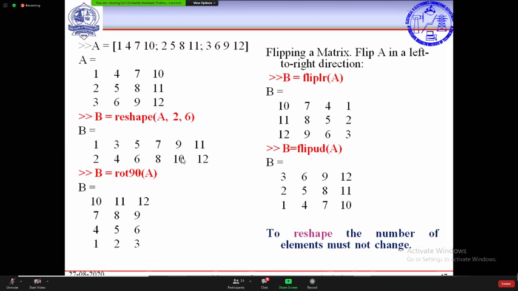Reshape. Sir, here we have a statement that to reshape the number of elements must not change. What does it mean? To reshape, the number of elements must not change. It means the product value should be the same. The number of elements is 12. That number of elements should not be modified. The product of that value should not change. That's what I have said. Is it clear? Yes, sir. Okay. What do you want me to do on this reshape? Tell me.